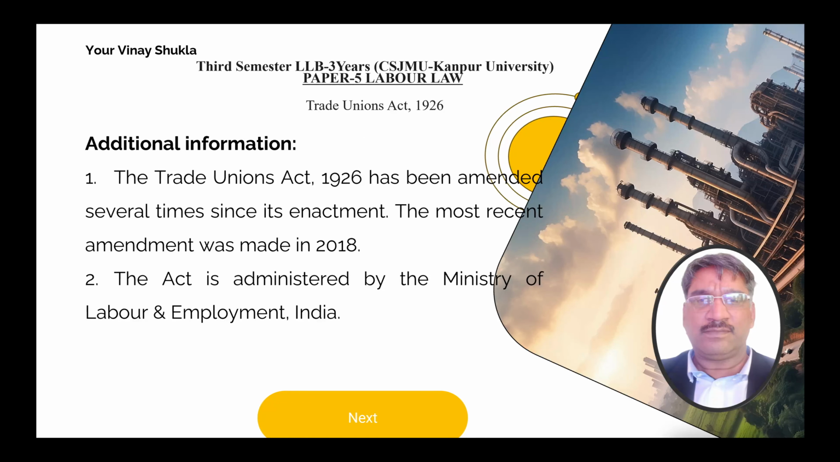Additional information: The Trade Unions Act, 1926, has been amended several times since its enactment. The most recent amendment was made in 2018. The Act is administered by the Ministry of Labour and Employment, India.